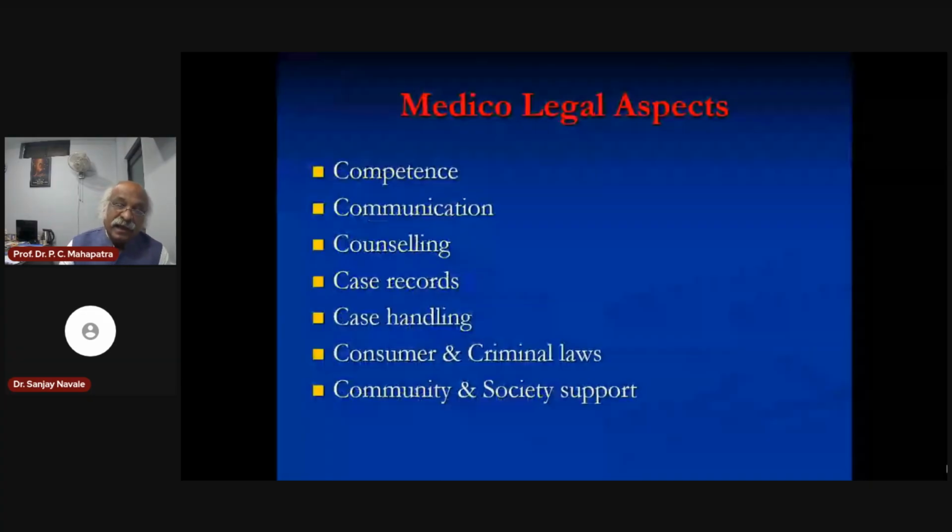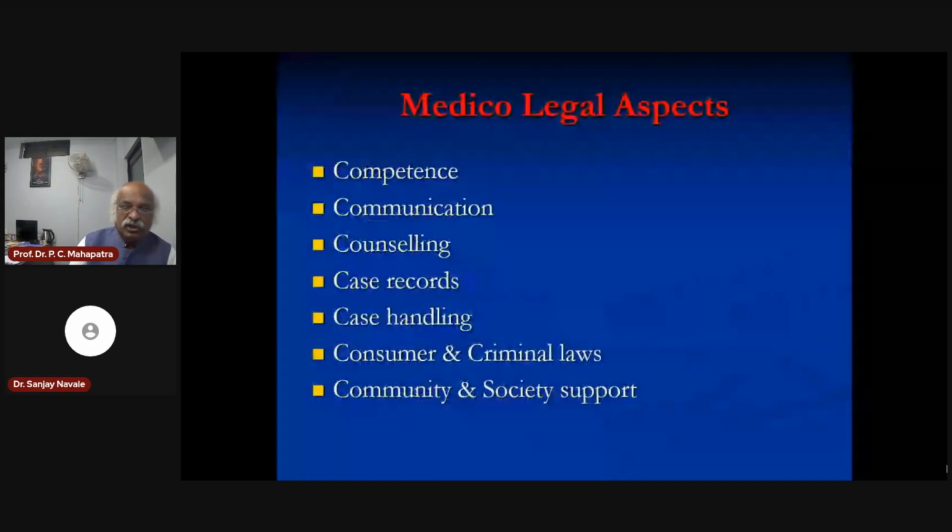Case handling becomes a big problem if you find a bad advocate giving rise to trouble, and therefore you have to select a good advocate and consult medico-legal experts who can deal with that. Consumer and criminal laws: you must know the basics about consumer and criminal laws. Now there are various laws, PCPNDT, MTP, and now the ART. These are the three important laws one should be very familiar with. All gynecologists and obstetricians should be familiar with that.